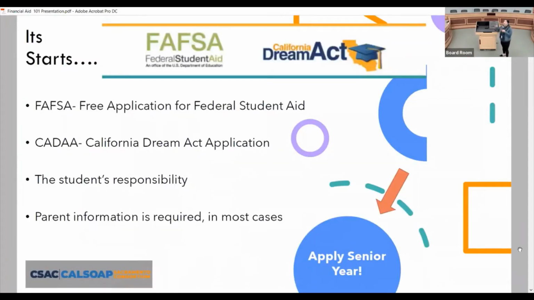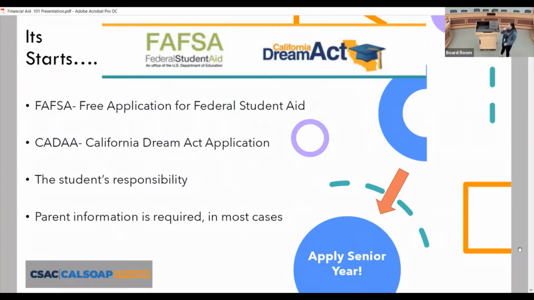Okay, so it all starts, you guys, with two forms, the FAFSA and the CADA. FAFSA stands for Free Application for Federal Student Aid, and the CADA stands for California Dream Act Application. So it's two forms. All of the money that I'm talking about is connected to those two forms. Each student doesn't complete both forms. You will only complete one.